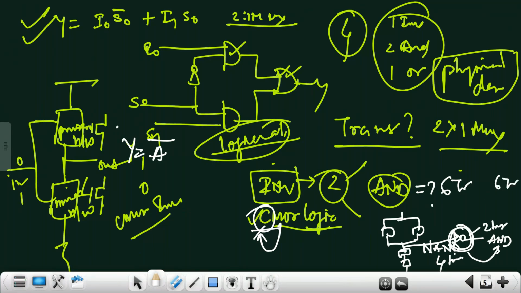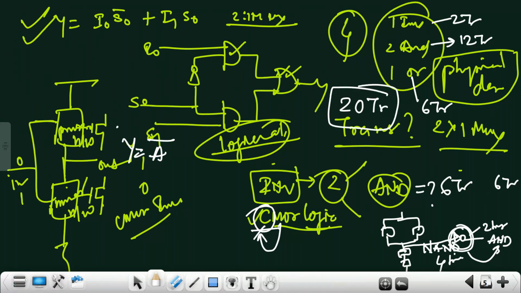So total how much? For AND 6 transistors, for the inverter 2 transistors, for OR 6 transistors. Add up and tell me what is the total number? Total is 20 transistors, right? 20 transistors are required to be fabricated on the silicon wafer. So not everywhere, but in a small section it will use 20 transistors for a 2 to 1 mux, right?